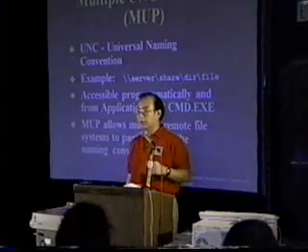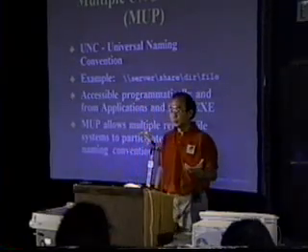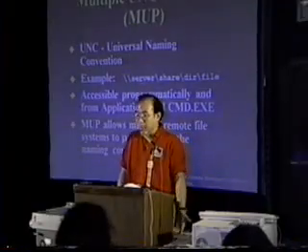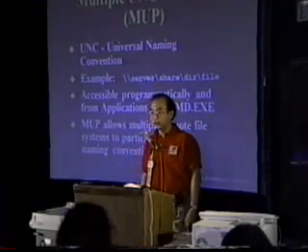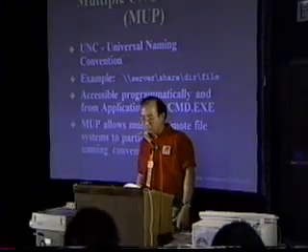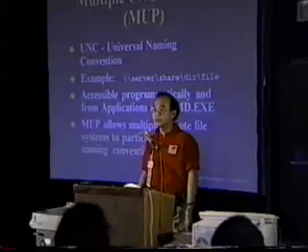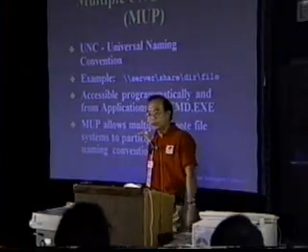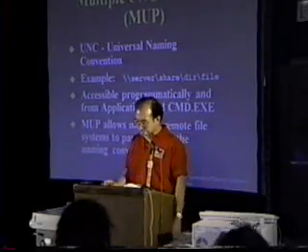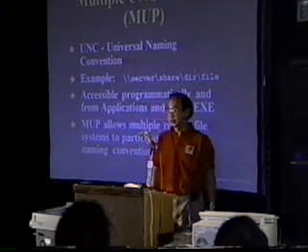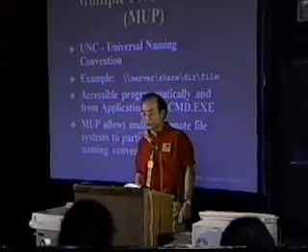This gives you programmatic access to remote files and directories in a very convenient manner, also from the command.exe, which is the DOS prompt. By programmatic access, what we mean, of course, is that a call to the Win32 OpenFile API with a UNC name will just succeed. And what MUP does for you is it allows multiple redirectors to participate in this universal naming convention.